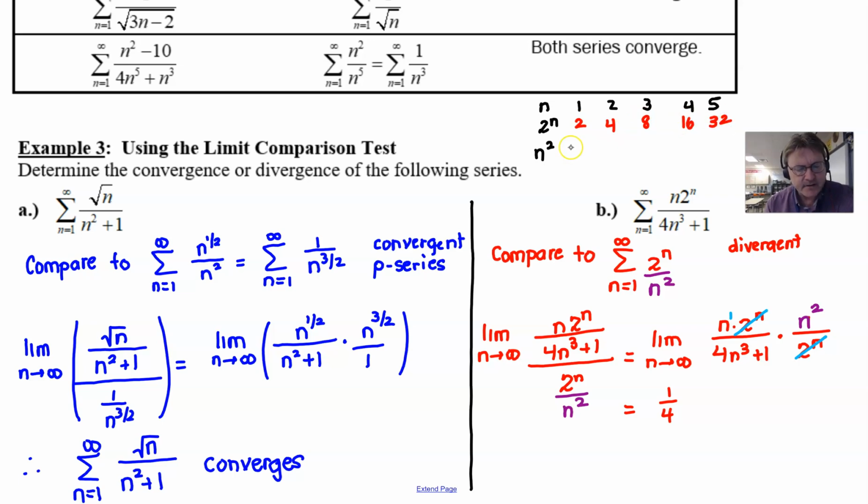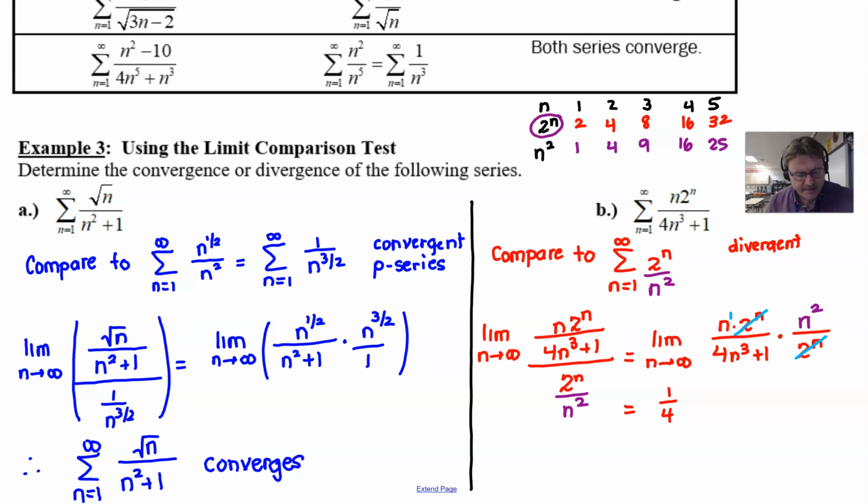n squared. 1 squared is 1, 2 squared is 4. Yeah, they look about the same. 3 squared is 9. Okay, maybe n squared is a little bit bigger. 4 squared is 16. Ooh, it's a tie right there. 5 squared, 25. Well, by the time you get here, the 2 to the n is going to be bigger.